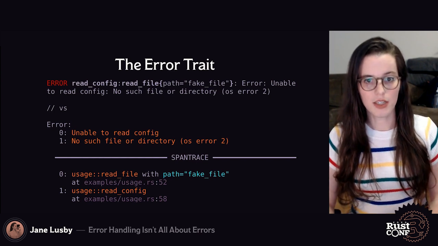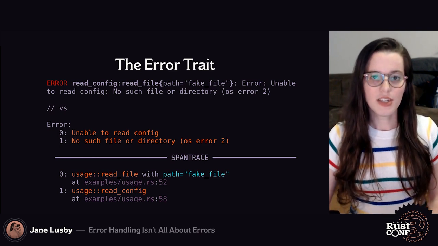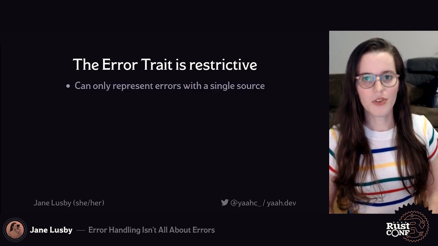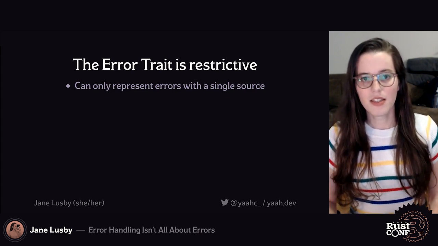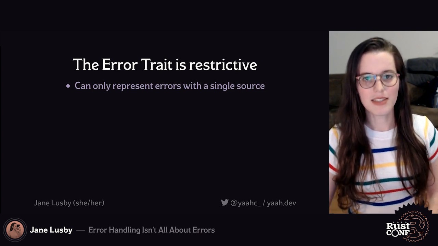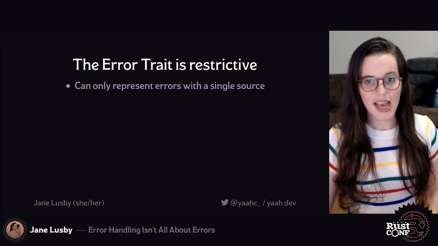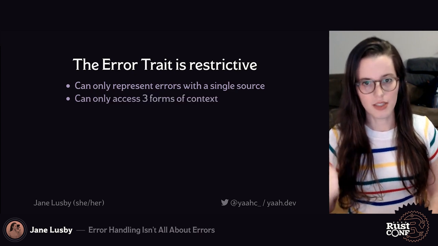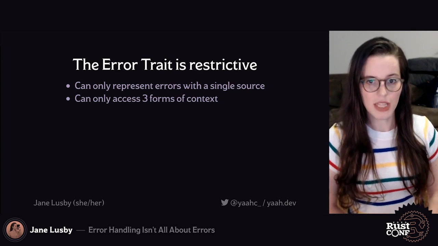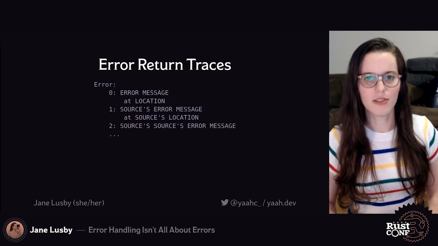However, despite the fact that the Error trait in Rust is more flexible than most other languages, it is still restrictive in some ways. The Error trait can only represent errors with a single source. If you've ever written a parser, you might have run into this one, where you have multiple syntax errors at once. The Error trait can only represent a chain of errors as a singly linked list, and so it doesn't work well for domains like parsers where error causes end up looking more like a tree. In addition, you can only access three forms of context via the Error trait: the error message, the source, and the backtrace. We can't return types like span trace or location without using hacks based on downcast to work around the Error trait. This prevents us from having things like error return traces.